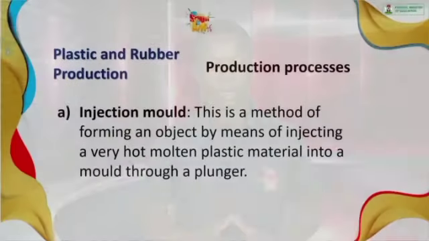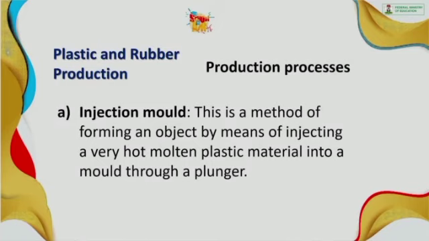So let's go to the topic for today, which is the methods of processing rubbers and plastics. The different methods of processing rubbers and plastics. Let's go to the first one, which is the processing of plastic. Production processes of plastic. A, for plastic, injection mold.